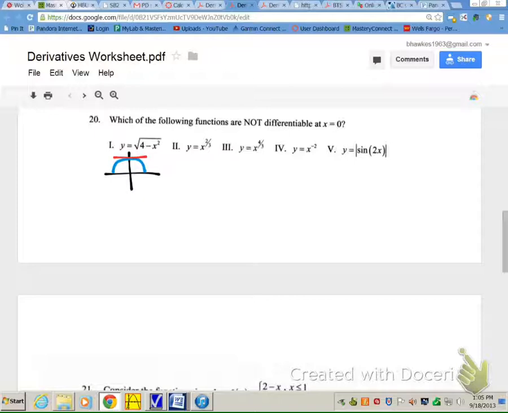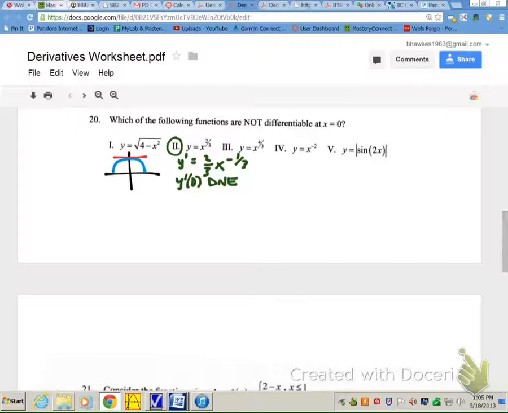For number 2, if you don't remember the graph, which I don't always remember, I can easily find y prime. So y prime is 2/3 x to the negative 1/3, and therefore y prime at 0 does not exist because you can't take 0 to the negative 1/3 power. So that's a DNE. That didn't say there was only one answer, so let's keep going.